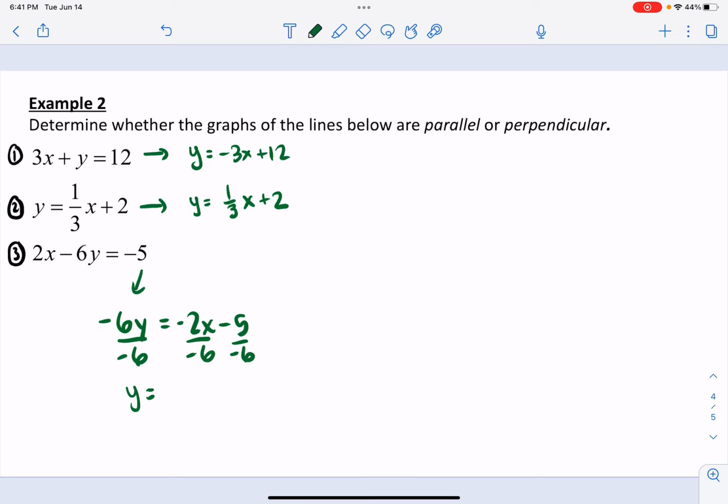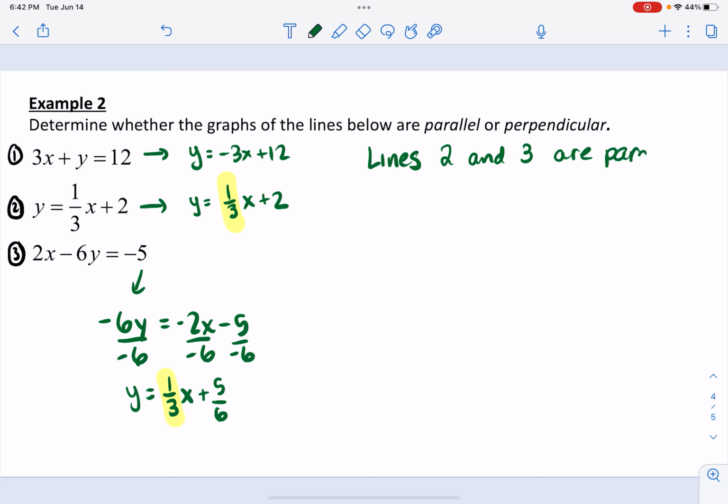So let's look and see what happens here. -2 over -6 simplifies to 1/3. -5 over -6 simplifies to a positive 5/6. Okay, so let's look at this. 1/3 is equal to 1/3. So lines 2 and 3 are parallel.